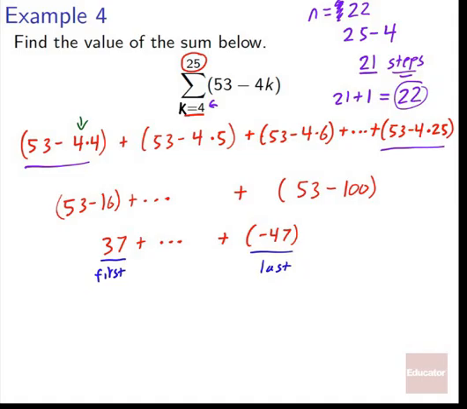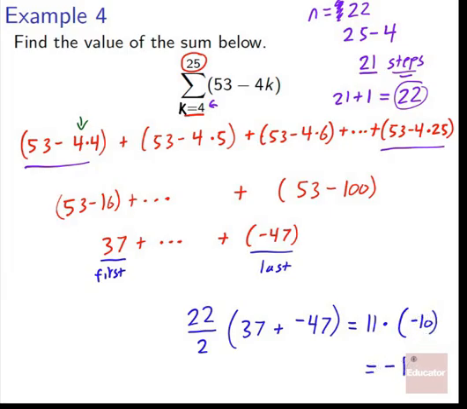Great. So n equals 22, we know what the first one is, we know what the last one is, we're ready to work this out. So 22 is our n divided by 2, n over 2 times the first term, 37, plus the last term, negative 47. We work this out, 22 over 2 is 11 times 37 plus negative 47 is negative 10. We get negative 110 is what that whole series winds up working out to be.